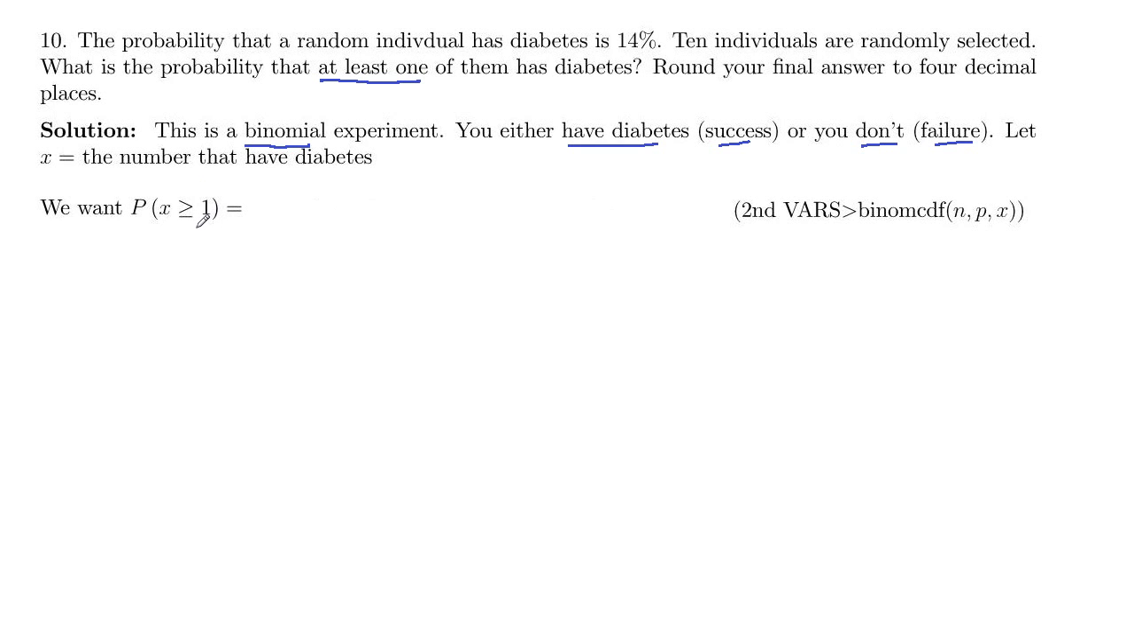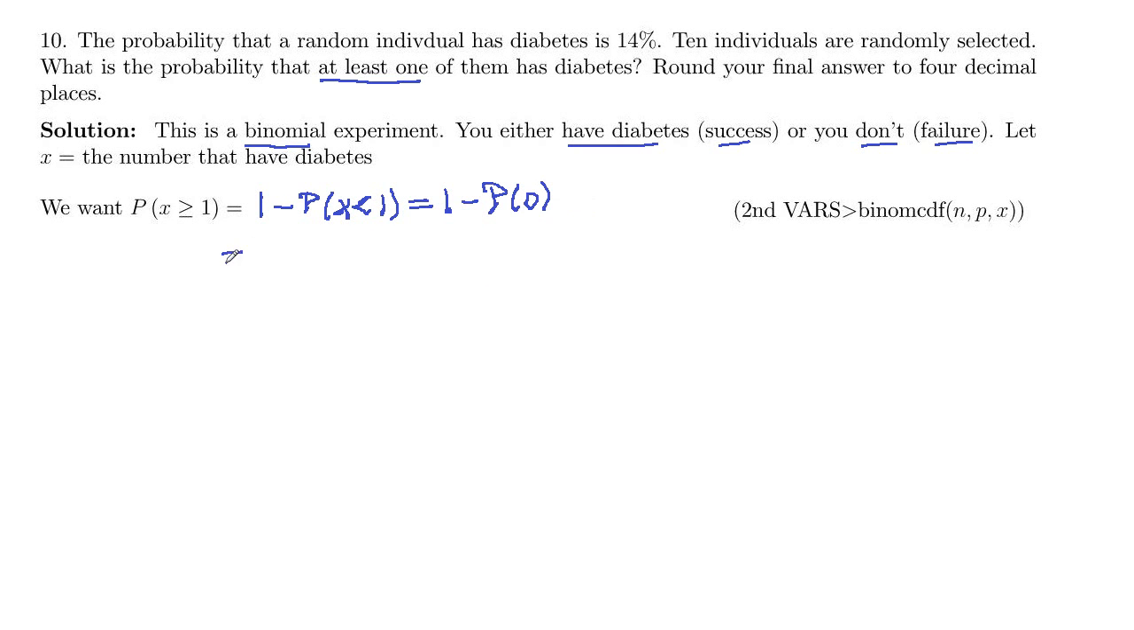So we're going to do that using the binomial CDF function on the calculator. But binomial CDF only does less than or equal probabilities. So we actually have to use the complement event here. So we have to do 1 minus the probability that x is less than 1. But the only number that's less than 1 is 0. So this is 1 minus the probability of 0 people having diabetes.